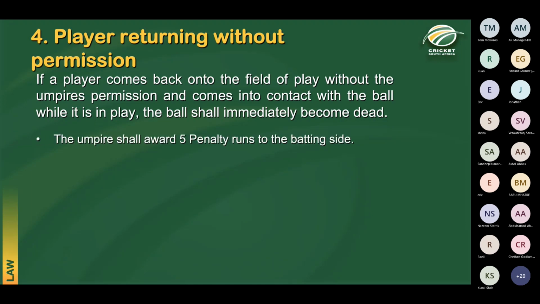The umpire shall award 5 penalty runs to the batting side, and before awarding the 5 penalty runs to the batting side, it is good umpiring practice to call and signal dead ball, even though the ball became immediately dead. Why is it a good practice to call and signal dead ball? Because not many players know this law, and also not many players would be aware that the offending fielder came back onto the field without the permission of the umpires.